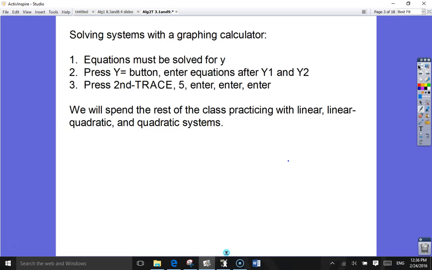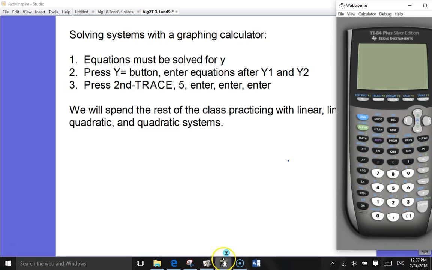And then in a perfect world, you hit second, trace 5, enter, enter, enter. So here's the y equals, and second, trace, and when you do that, you'll see a menu pop up and you hit 5.